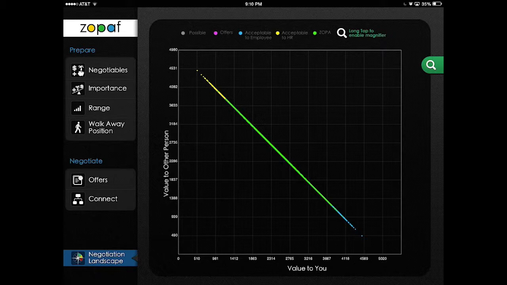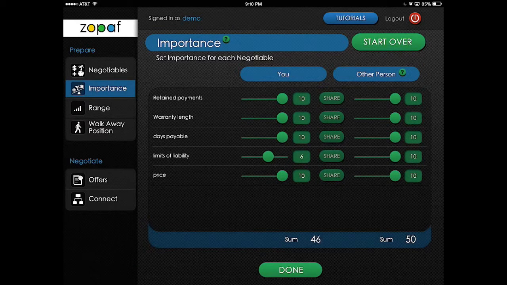This negotiation landscape graph illustrates the classic zero-sum game scenario. In this scenario, for me to win, you have to lose, and vice versa. This profile is a direct consequence of the assumption that both parties value all negotiables equally. Thankfully, we live in a diverse world where people value things differently.